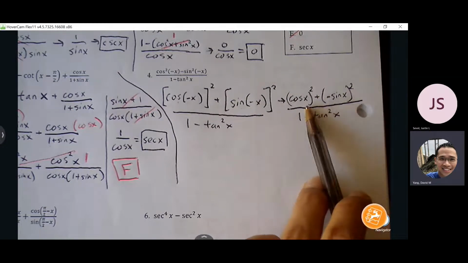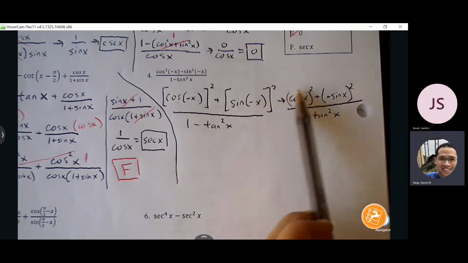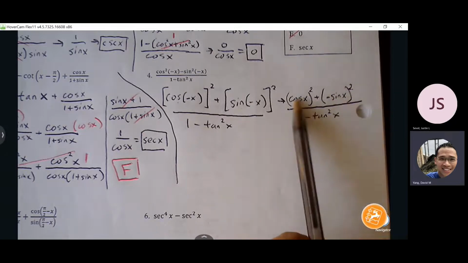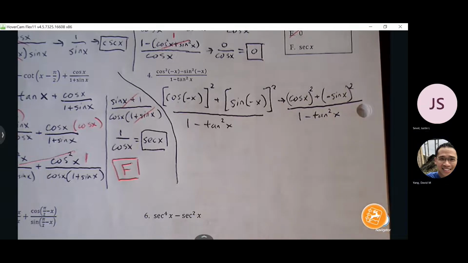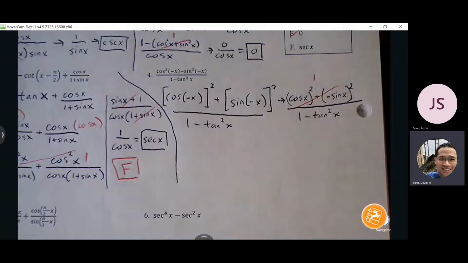So this is really cosine squared plus sine squared. The fact that sine is an odd function is negated by the fact that the squared is going to force that negative to be positive. So it ends up being both positive. Cosine squared plus sine squared is 1. So we're left with 1 over 1 minus tangent squared.